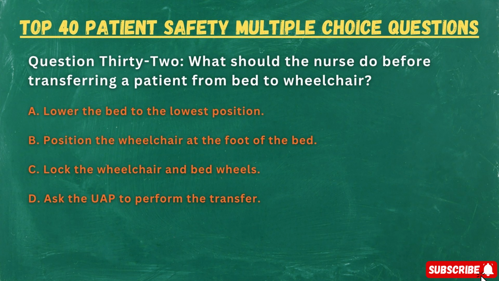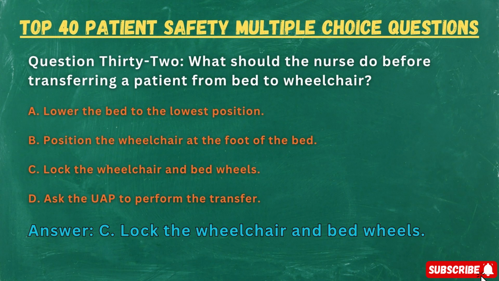Question 32. What should the nurse do before transferring a patient from bed to wheelchair? A. Lower the bed to the lowest position. B. Position the wheelchair at the foot of the bed. C. Lock the wheelchair and bed wheels. D. Ask the UAP to perform the transfer. Answer. C. Lock the wheelchair and bed wheels.